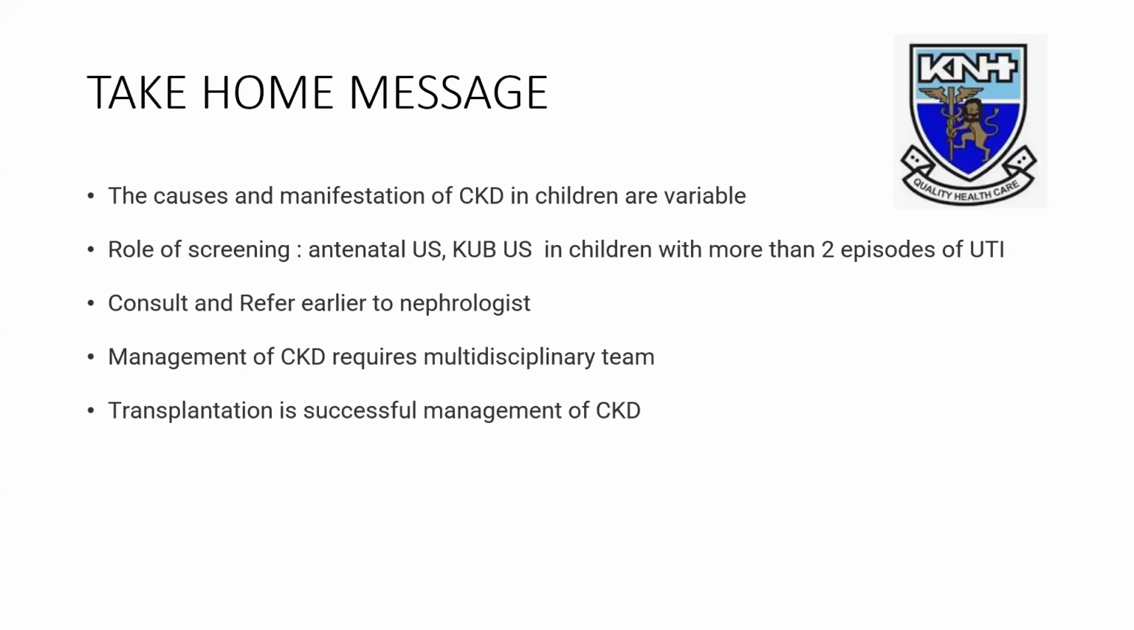The take-home message today is that the manifestations of chronic kidney disease in children are variable, and the role of screening is very important. Always advocate for and inform all pregnant mothers to do an antenatal ultrasound, because some of those congenital abnormalities, especially those associated with obstruction, can be discovered during pregnancy. We recommend a KUB ultrasound for any child who has had more than 2 episodes of urinary tract infection, because that usually suggests a congenital anomaly until proven otherwise. Always consult and refer early to nephrologists who will take care of the children as soon as possible. The management of chronic kidney disease requires a multidisciplinary team, as I said, and only transplantation is a successful management for chronic kidney disease.